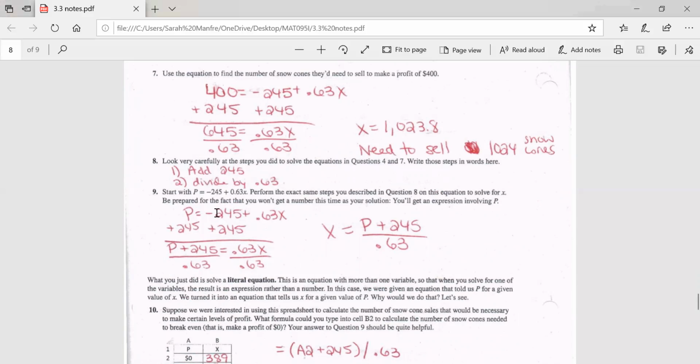Okay, question 9 is starting to get into literal equations. It's asking you to take one variable and take the equation that's in terms of P, so it says P equals, and it wants you to rewrite this equation so it says X equals, okay?